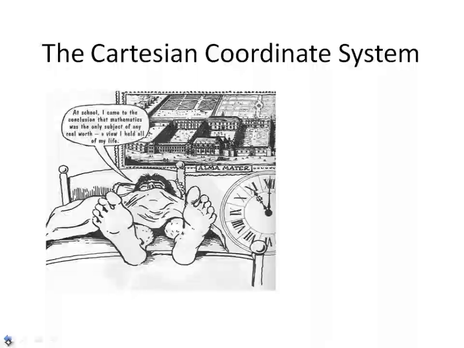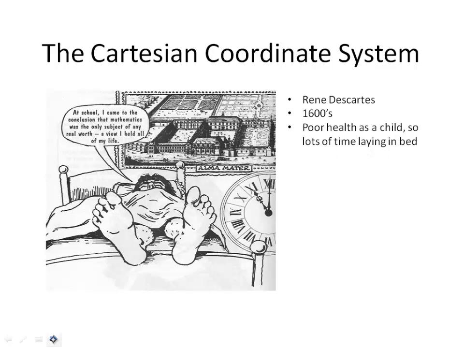This lesson is on the Cartesian coordinate system. Let's begin with a story about a Frenchman named René Descartes, who was born in the 1600s, and he had very poor health as a child. So this meant he got to spend a lot of time in bed resting.